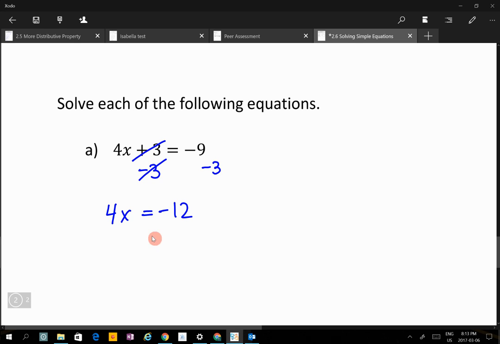Then I have to deal with my multiplication and division. So I have a multiplication here. Divide by 4 to reverse the operation. Divide by 4 on both the left and then the right. So 4 over 4 cancel each other out. X is what I have left on the left. Negative 12 over 4 is negative 3, which is what I have left over on the right.